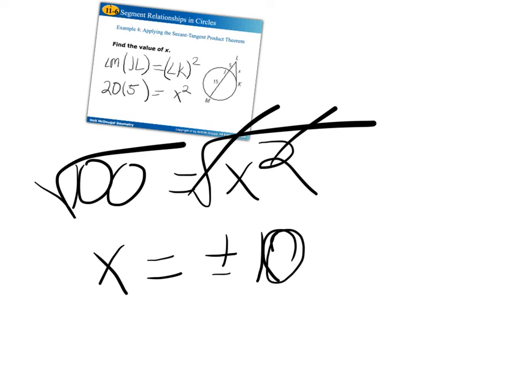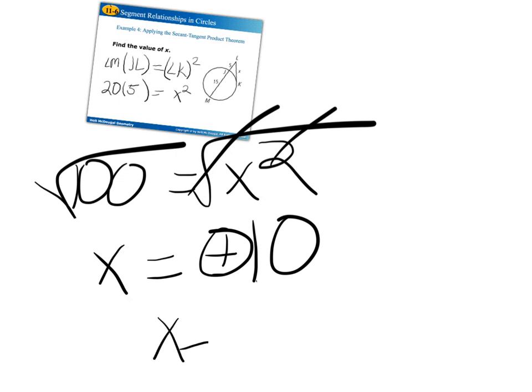However, only one of these is the correct answer, and the answer is the positive one. We do not want negative 10 because our value is a length. We don't want a negative length. We can't have negative length. If I measure the distance of your desk or table, it's not going to be a negative number. Length and degrees are all going to be positive for geometry. So x equals just 10.